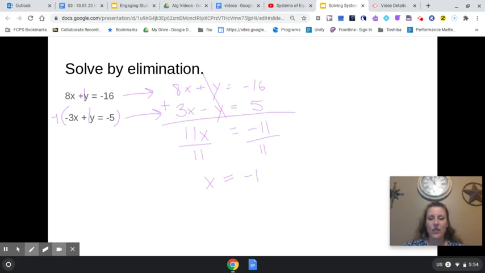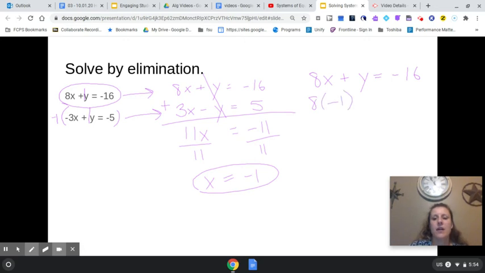Last step, we have to substitute this value back into one of the original equations. I'm going to pick the top equation this time. 8x plus y is equal to negative 16. So let me write that equation down first. And we're substituting in negative 1 for x. So 8 times negative 1 plus y is supposed to equal negative 16. 8 times negative 1 is negative 8. And to solve that equation for y, we are going to add 8 to both sides. So we get y equals negative 8.